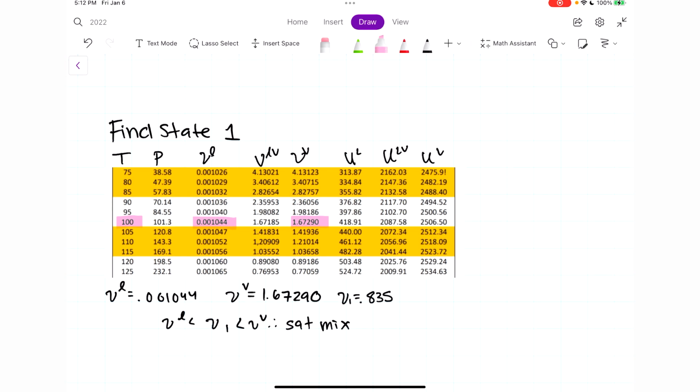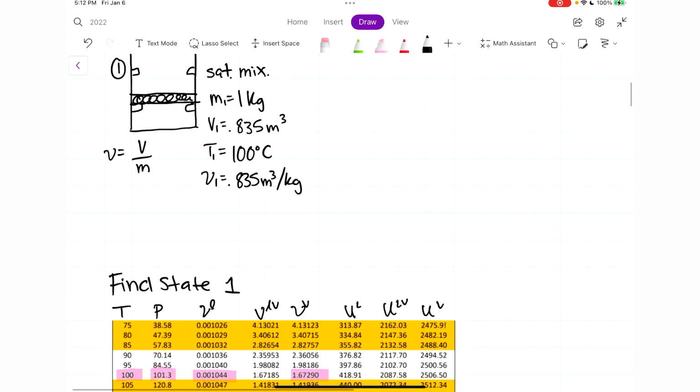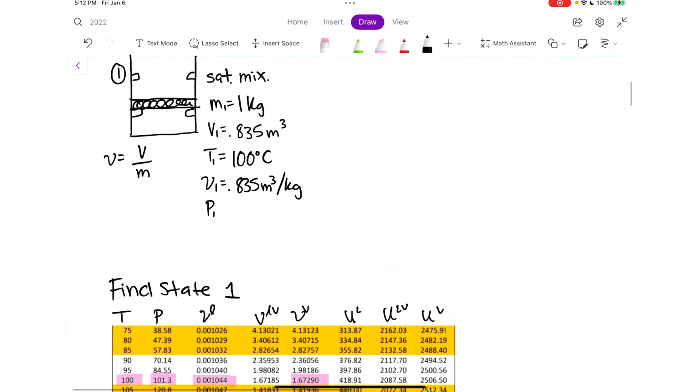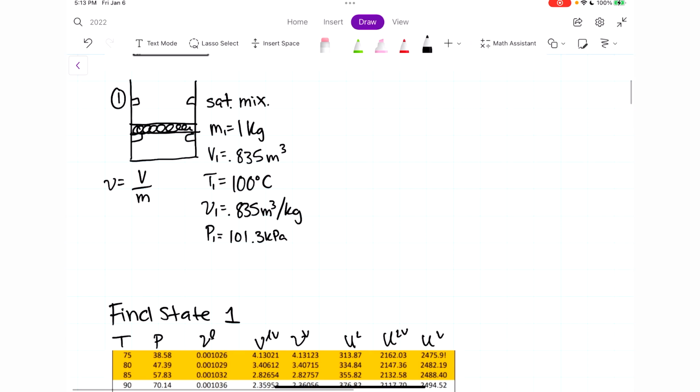Saturated mixture, right? Perfect. And if we know that it's a saturated mixture, that means that we also know that our pressure is 101.3, because these values are for saturated mixtures for water, right? So our P1 is going to be 101.3 kilopascals. I don't know if it's going to be important yet. We'll see later on in the problem if we need that.